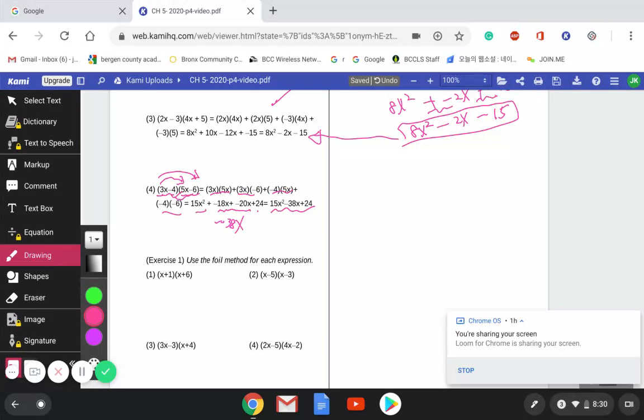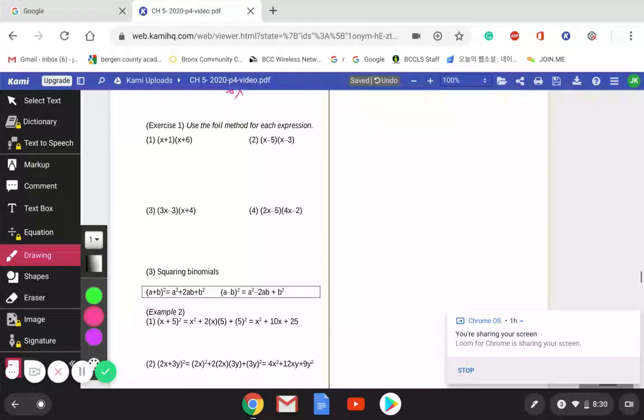Now I want you to try the exercise and check the answer later. Now, there are a few things that will help you if you memorize kind of formulas. That's what is squaring binomial.